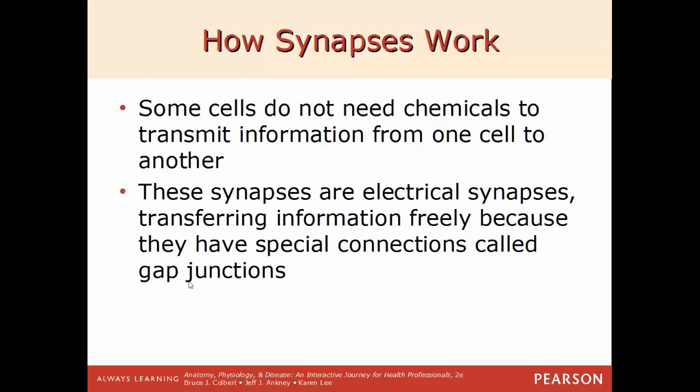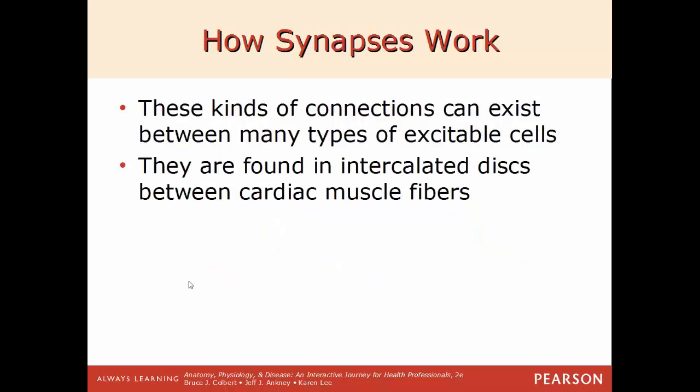All right, now some cells do not need chemicals to transmit information from one cell to another. These are called electrical synapses because they transfer information freely through special connections called gap junctions. Now, these kinds of connections can exist between two types of excitable cells. A good example of this is the muscle fibers in cardiac muscle. These are found within the intercalated discs of the cardiac tissue.